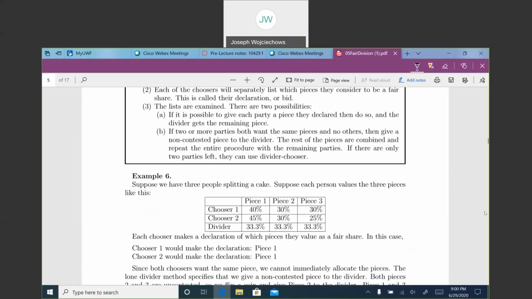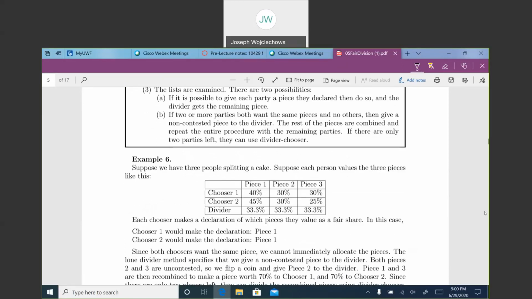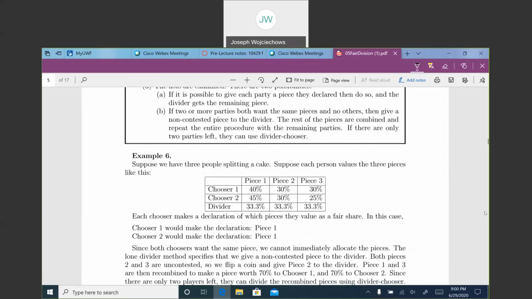Two or more parties both want the same pieces and no others. They give a non-contested piece to the divider, and the rest of the pieces are combined to repeat the entire procedure with the remaining parties. If there are only two parties left, they can use chooser, divider, chooser.